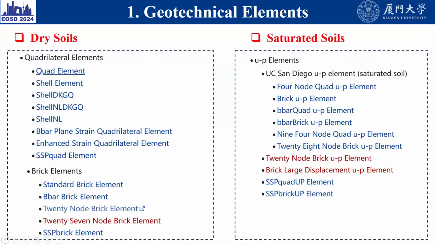If you search the OpenSees website, you will find a lot of solid elements. These elements can be divided into 2 classes, one for dry soil and the other for saturated soil. What's the difference? Dry soil means no water, or drained condition, and saturated soil means water, so there's an interaction between the solid and the fluid. For dry soil, we have a lot of solid elements, for example, the quad element for 2D analysis and brick elements for 3D analysis.